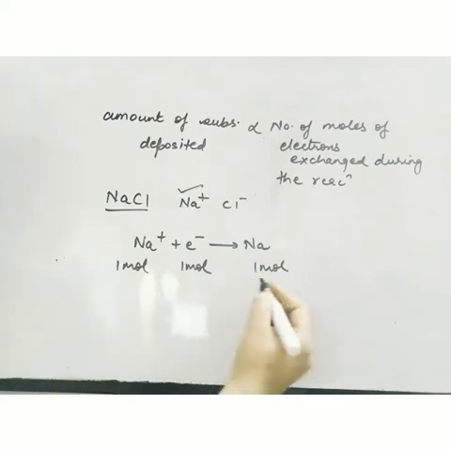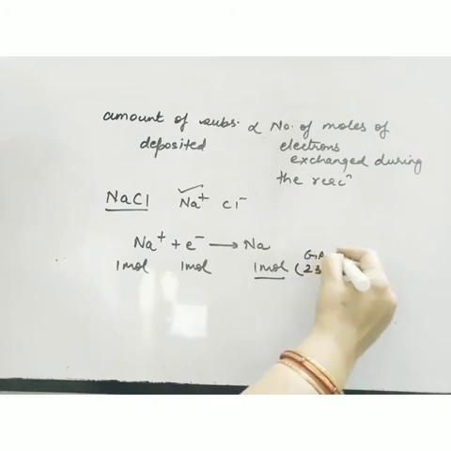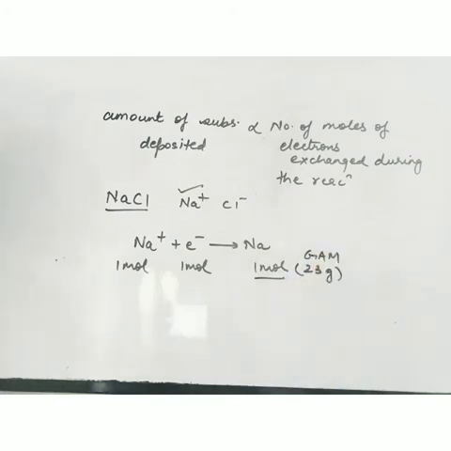For depositing 1 mole of sodium, I require 1 mole of electrons. Now 1 mole of sodium is equal to 23 grams. It's the gram atomic mass. This we know according to the mole concept. So in order to deposit 23 gram of sodium, how many electrons do I require? I require 1 mole of electrons. So this concept we will be using for calculating the amount.